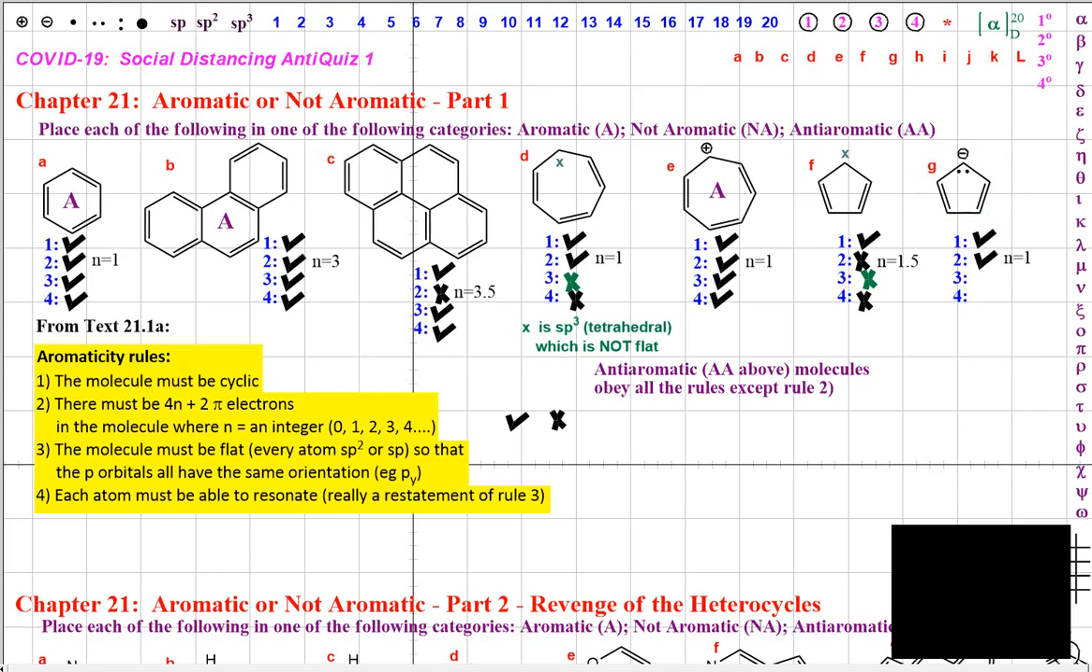So for now, if you need to use a lone pair to get up to the magic number 4n plus 2 equals 6, in this case 2 for pi number 1, 4 for pi number 2, and 6 for the lone pair in a p orbital, then you need to use the lone pair. After you do that, you have a p orbital that's fully able to resonate. You've rehybridized to sp2, which is a flat geometry, and you can resonate around the ring, making this one aromatic.